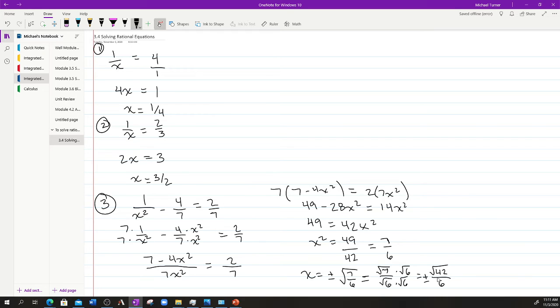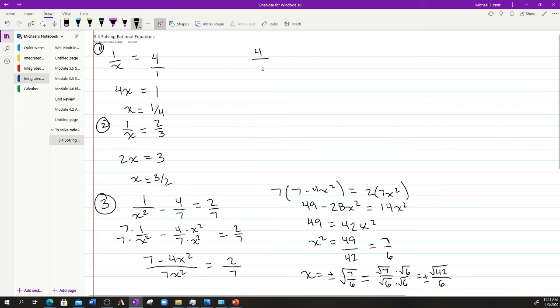And number 3 there got a little messy. For your assignment, the 10 questions, you're not going to have any that are that complex. You should be able to simplify it first and hopefully get integer solutions or at the very least a simpler rational expression. But remember that not every answer is going to be an integer. So just be aware of that.